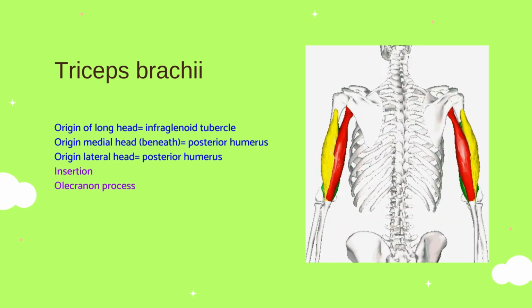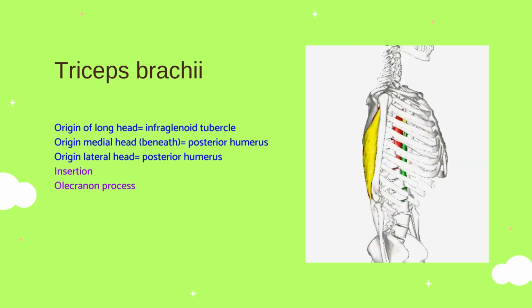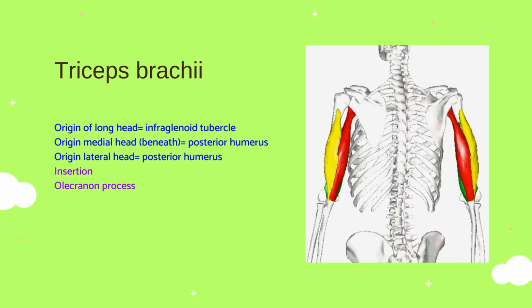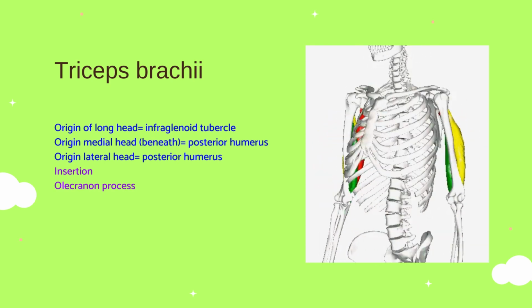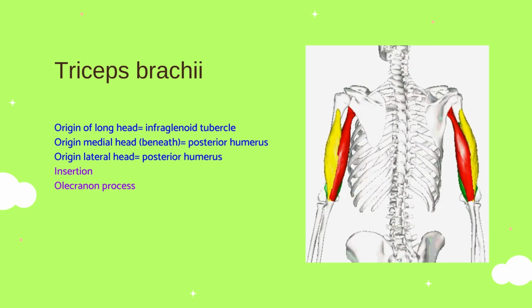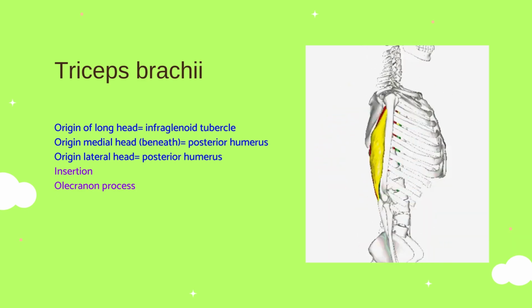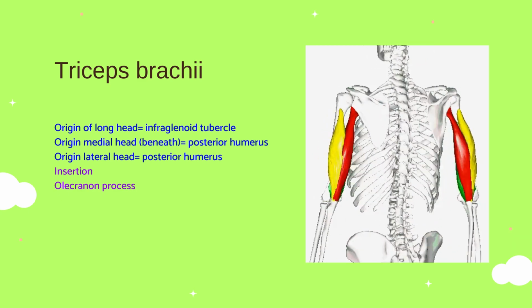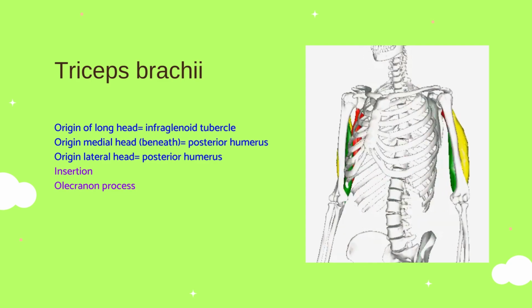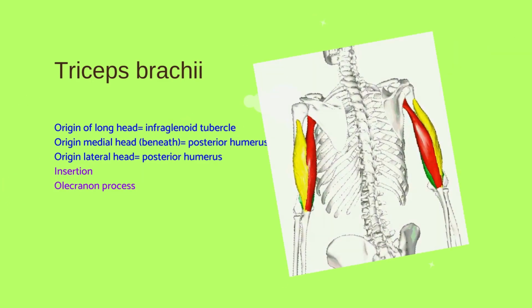The triceps brachii inserts onto the olecranon process of the ulna, which is the bony prominence at the tip of the elbow. The primary function of the triceps brachii muscle is elbow extension. When the triceps brachii contracts, it straightens the arm at the elbow joint, bringing the forearm away from the upper arm. This action is crucial for movements like pushing, lifting, and throwing.